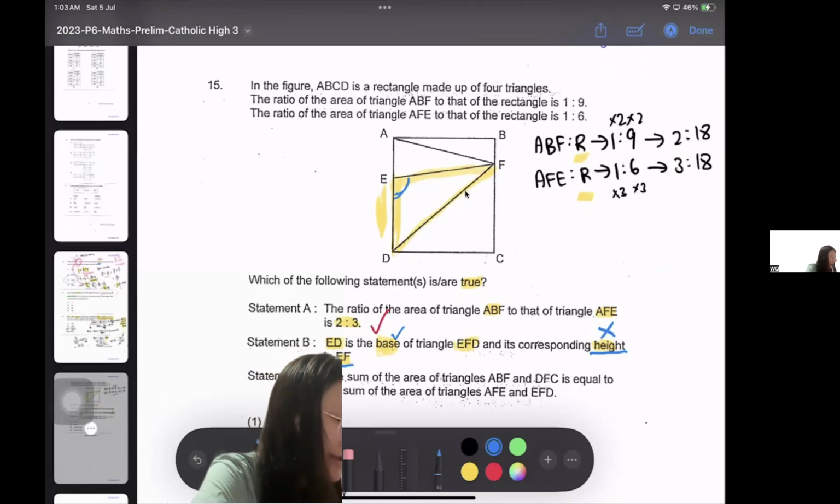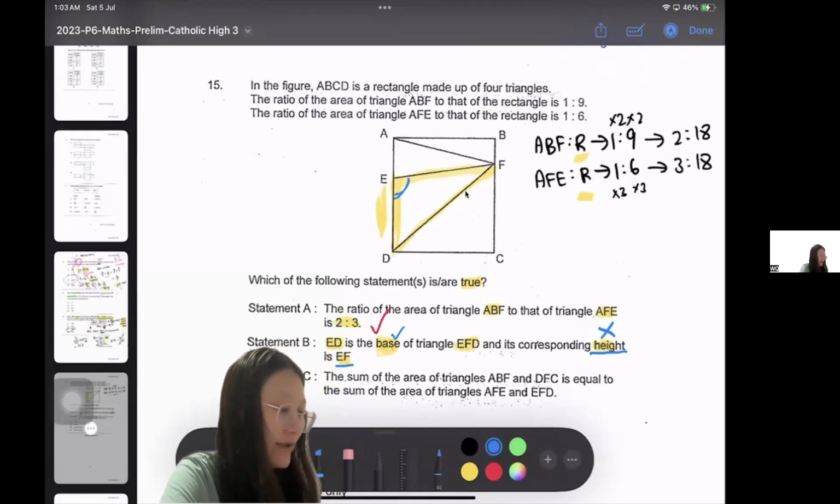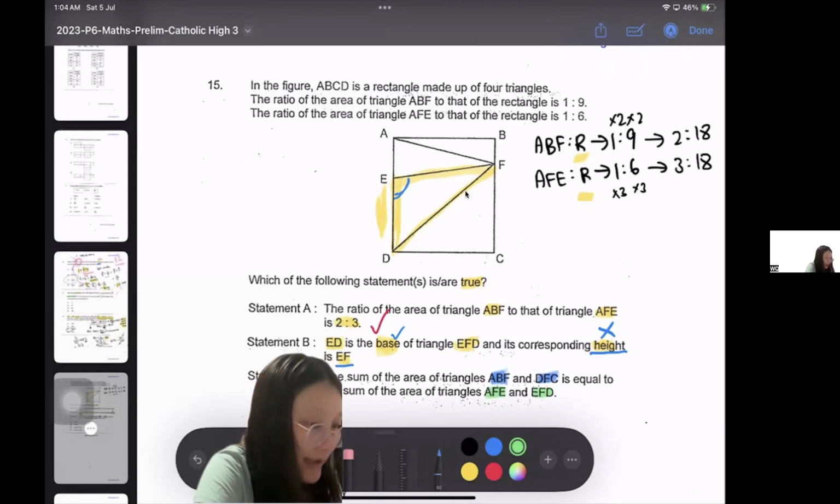The sum of the area of the triangles ABF and DEC are equal to the sum of the area of the triangle. Okay, so basically what I'm saying is ABF and DEC is the same as AFE and EFD. Is that true? Let's underline. Okay, I'm going to use a different color for AFE and EFD, okay? So let's do blue for ABF and DEC and green for AFE and EFD. And we see whether they are equal.